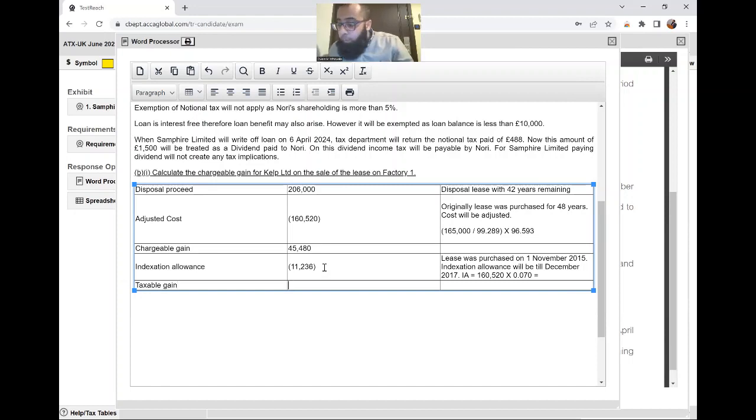45,480 minus 11,236. So it's 34,244. Let's repeat it. Some students might have got confused, because they might not remember the issue of these leases. Let's look at it again.